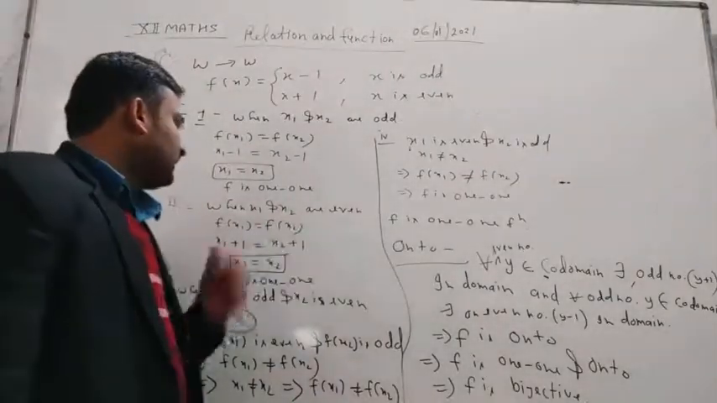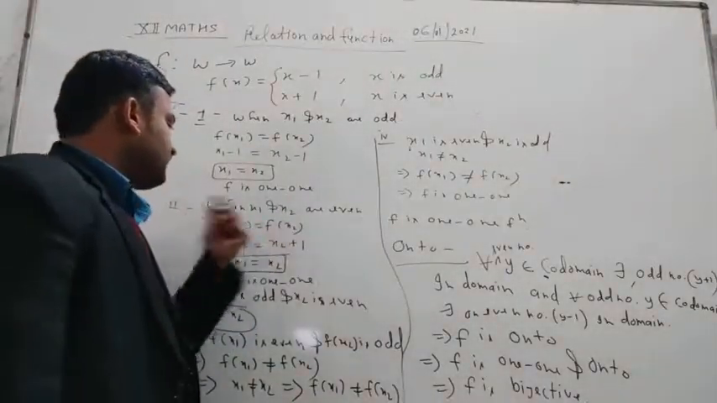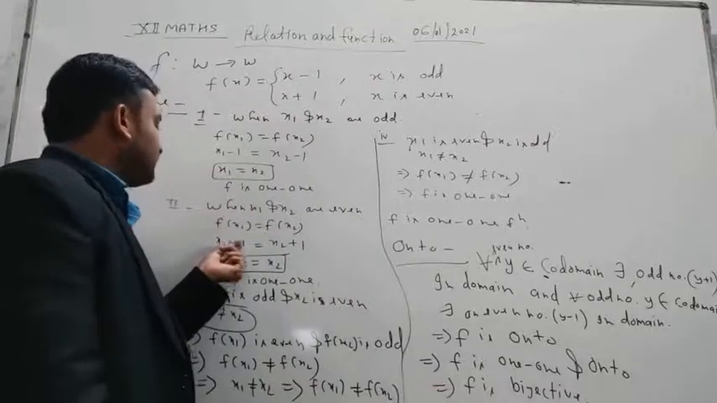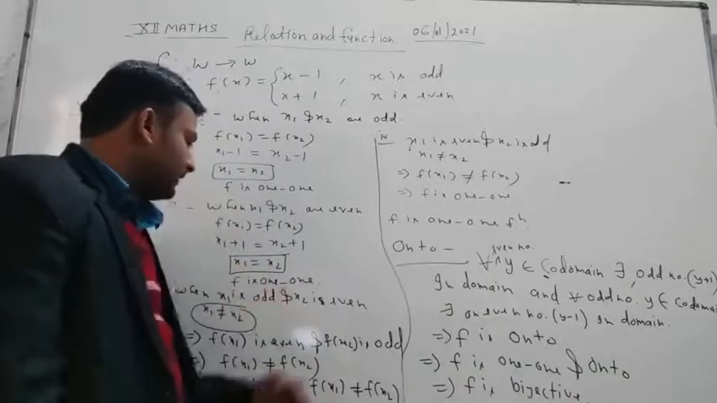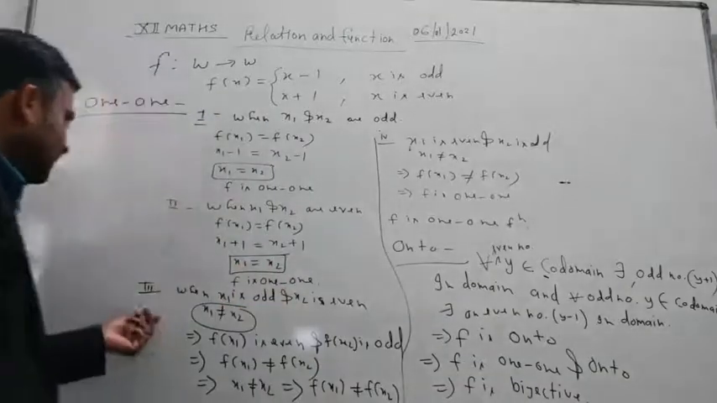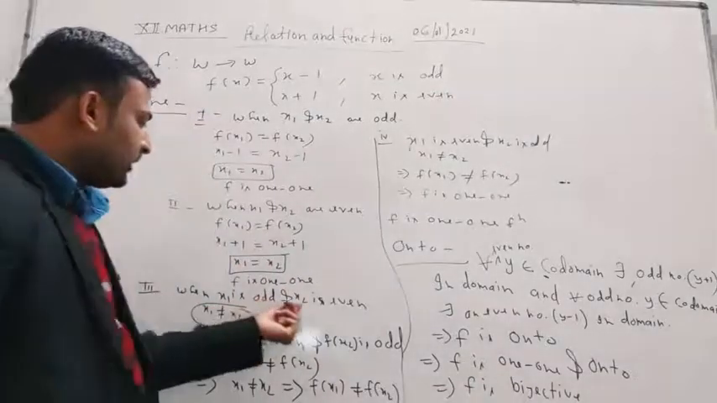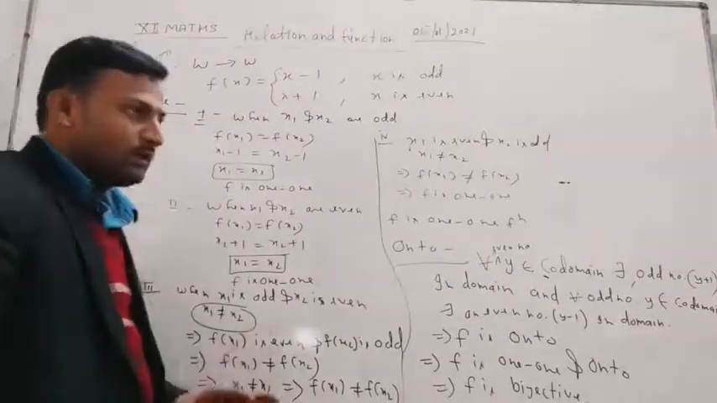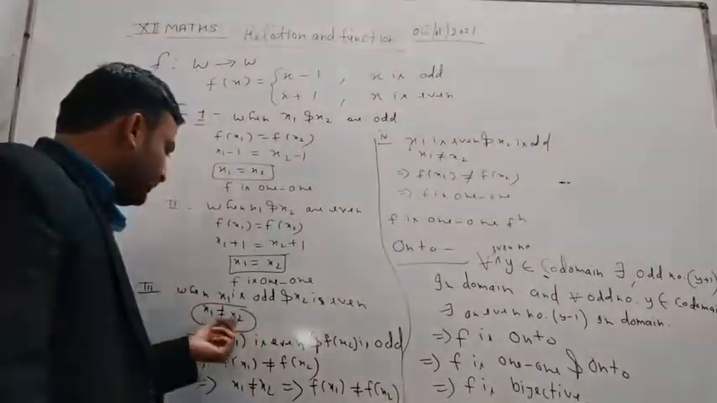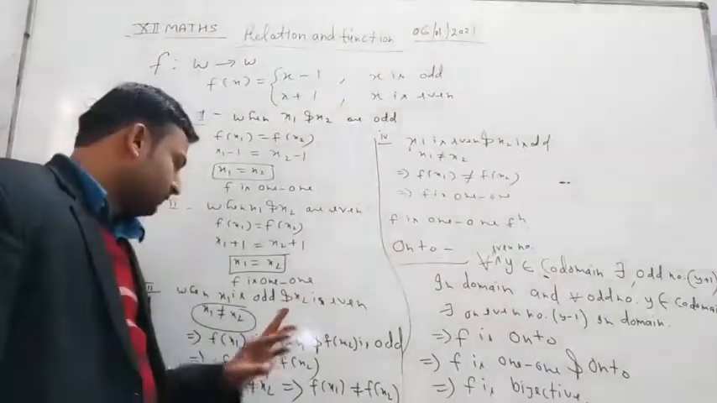Now when both are even, we write that f(x1) is equal to f(x2), so again x1 + 1 is x2 + 1, so x1 is x2, so the function is one-one. Now when x1 is odd and x2 is even, it means that x1 is not equal to x2, because x1 is odd and x2 is even.